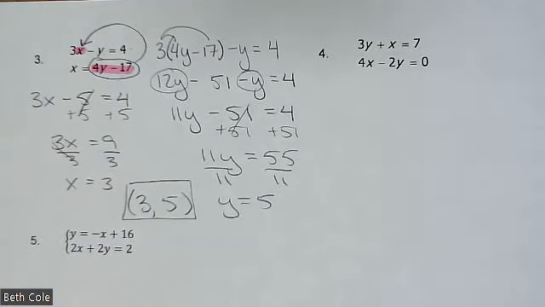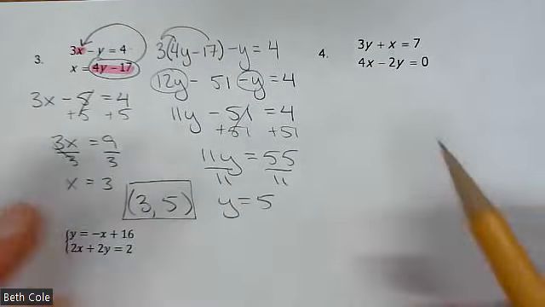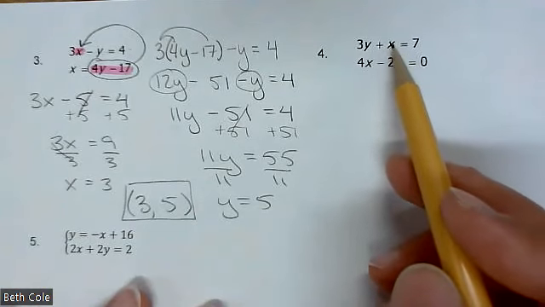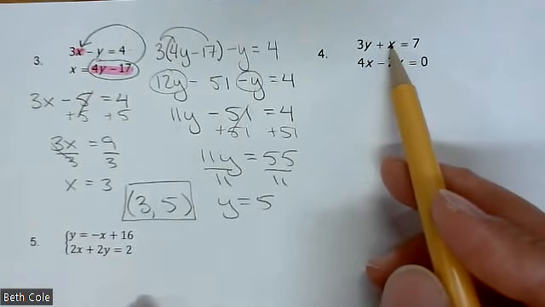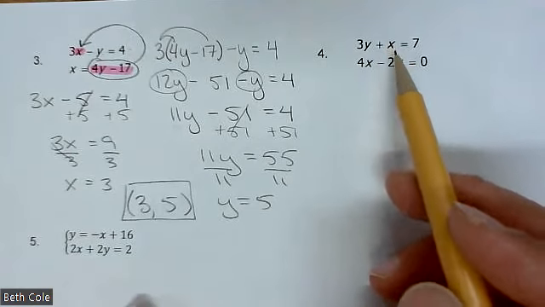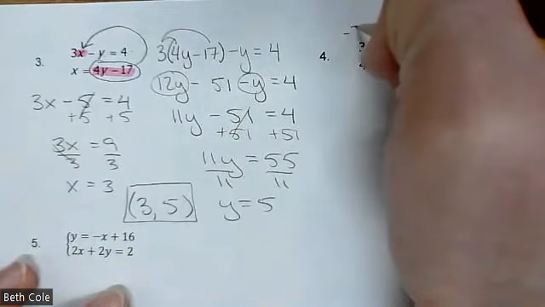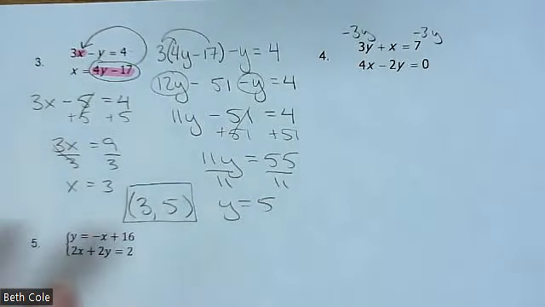You need to pick a variable that's already sort of by itself. Like you want to do the easiest one. Do you see how this x is already kind of lonely? How could you get that x completely by itself? You have to subtract 3y.